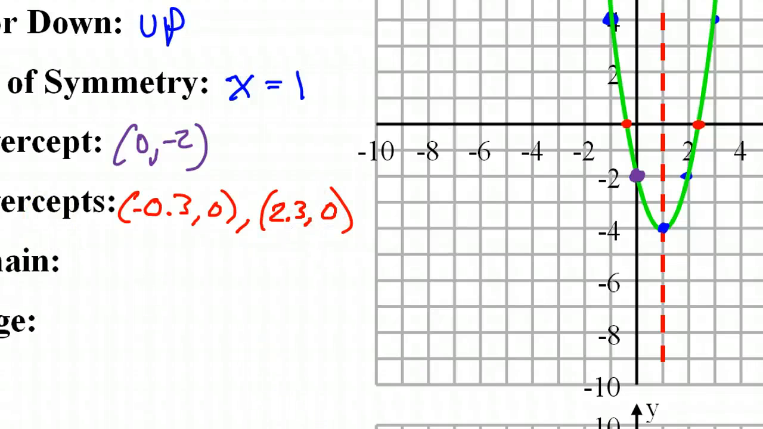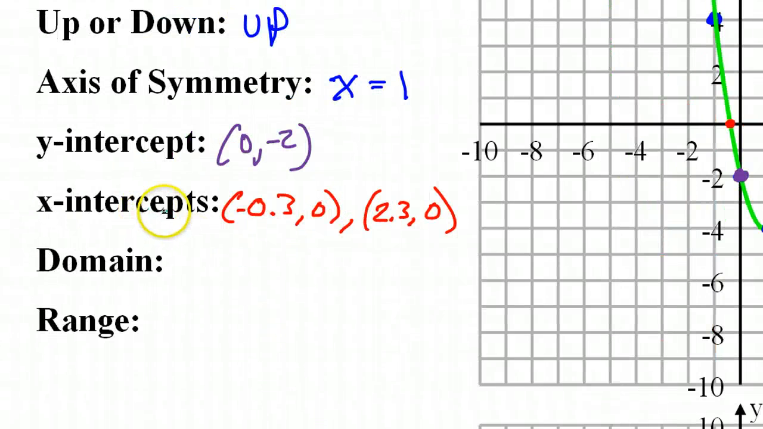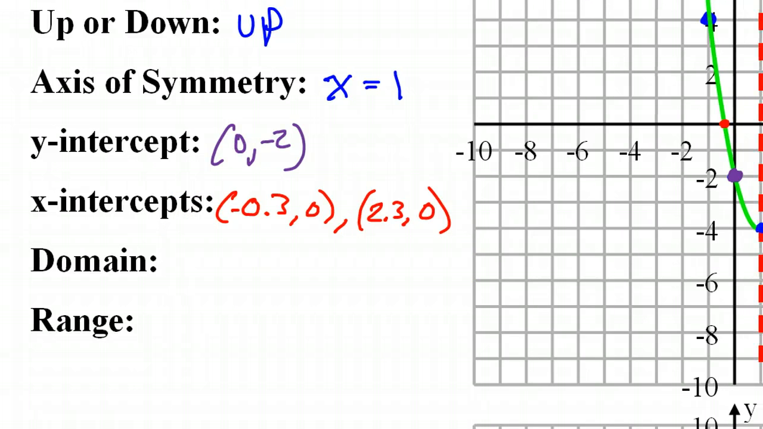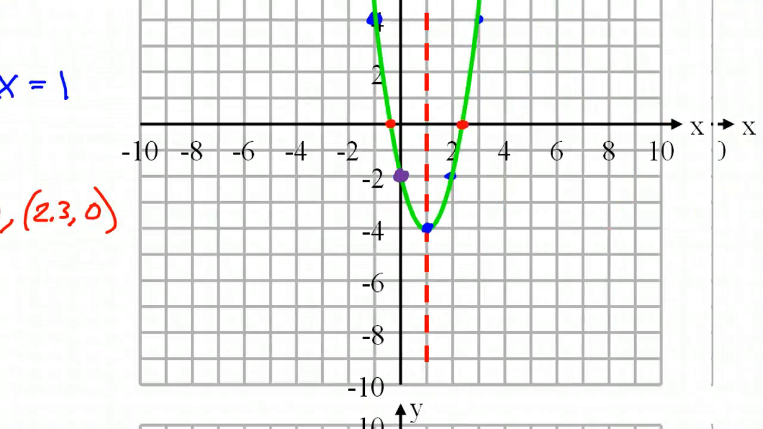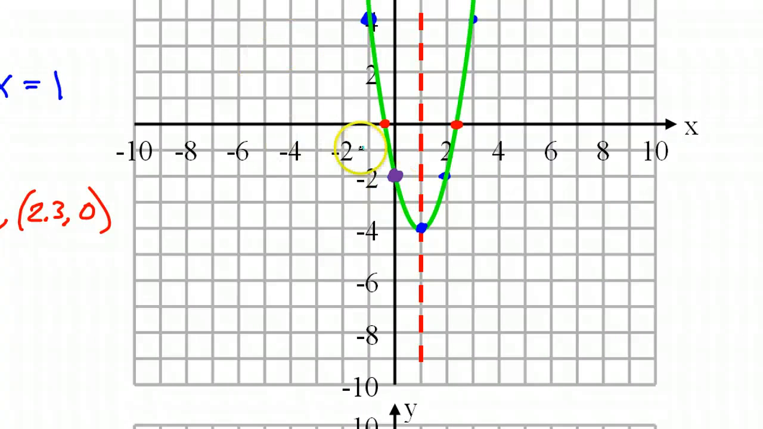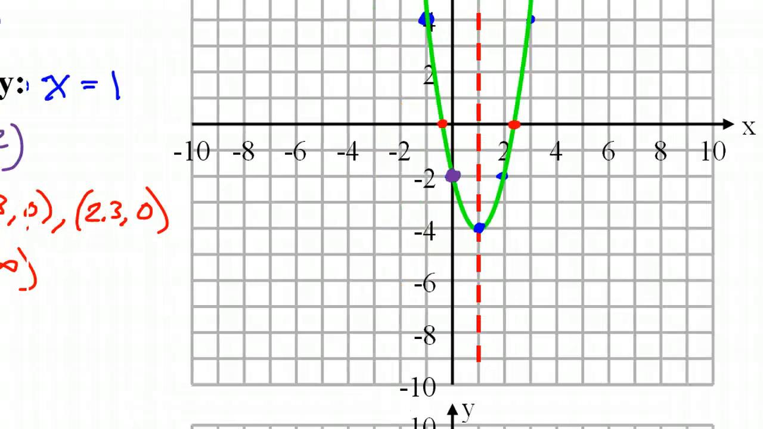So those are my x-intercepts. These are also known as zeros or roots. Now the domain, of course, is going to be -infinity to +infinity. All parabolas like this have the same domain because the domain is the x values. How far to the left does it go? How far to the right does it go? It goes left forever, right forever.